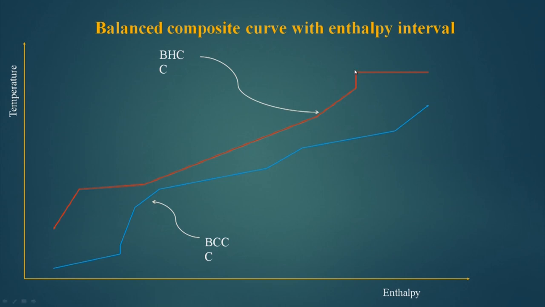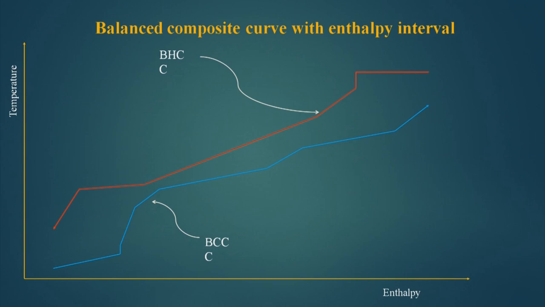Here we see that the hot utility has been added to this, and the cold utilities have been added to this. In this BCC, it is very clear that the heat available with the hot process streams, along with the hot utility, is equal to the heat required by the cold process streams and the cold utility. Hence, it represents the complete heat exchanger network, including heaters and coolers.